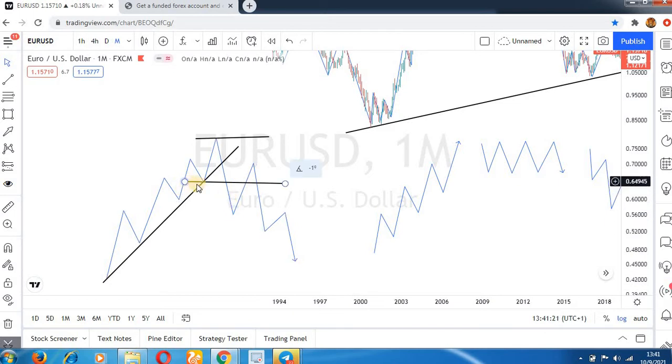So from what we have here, this becomes a break of structure because it has broken this low. There is a close below this low. So once you have this, your mind should be triggered that we are about to change direction on this time frame. You understand? On this time frame.